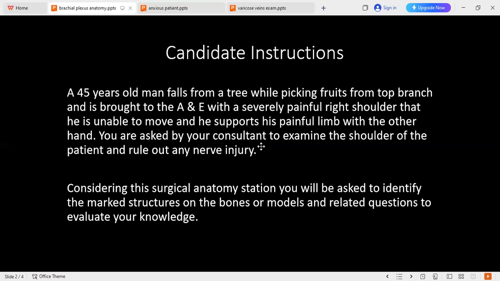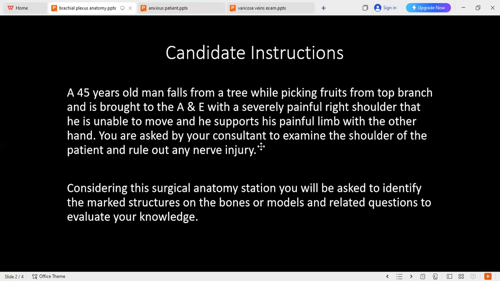So damage of which nerve roots would this be? Cervical 5 and 6. And the forearm will be in extension and pronation. It's also called waiter's tip deformity. Right, okay.